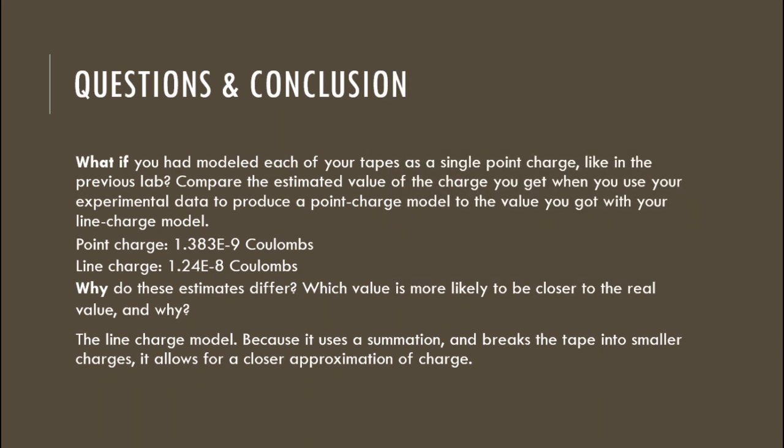So why do these estimates differ, and which value is more likely to be closer to the real value? The line charge model is more likely to be closer to the real value because it uses a summation and breaks the tape into smaller and smaller charged pieces. It allows for a closer approximation of charge. If you were to break it into infinitesimally smaller pieces, you would get a closer value. Because a tape of any length, long or short, is never going to be able to be treated as a point charge, the point charge formula can only get you so accurate.